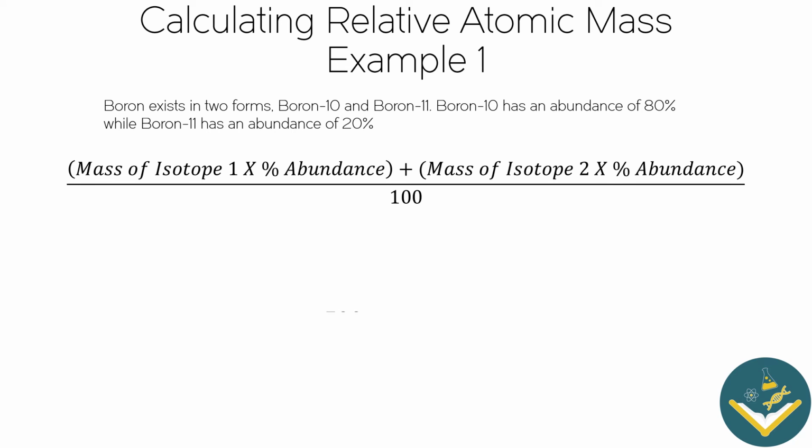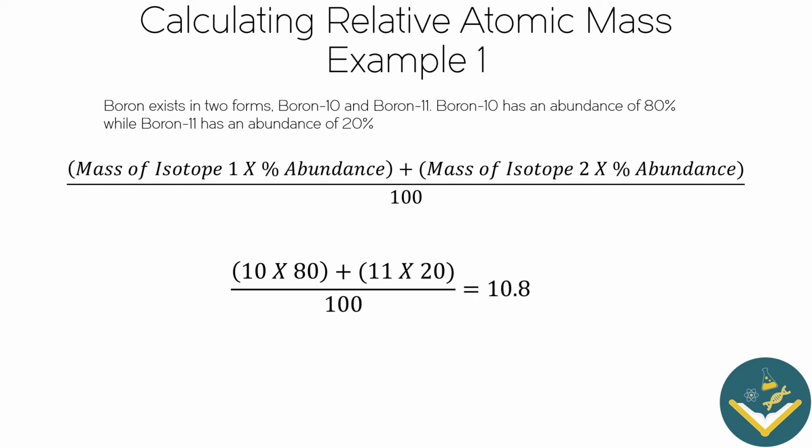In this case, we can start constructing a formula quite simply. We know the mass of isotope 1 is 10, while its abundance is 80. And the mass of isotope 2 is 11, and its abundance is 20. Then we add in the division by 100, hit equals, and we have our answer of 10.8.